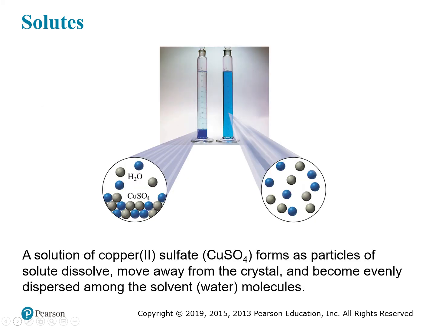This is an example of a solution. You have copper 2 sulfate, which forms a pretty blue color. The crystal of the copper 2 sulfate was put into this graduated cylinder, and you can see the color is very dark at the bottom, very light blue, and it kind of goes to clear towards the top. Over time, the particles of the solute are going to dissolve, move away from the crystal, and once the crystal is fully dissolved, you're going to get that blue color distributed evenly throughout the solvent.